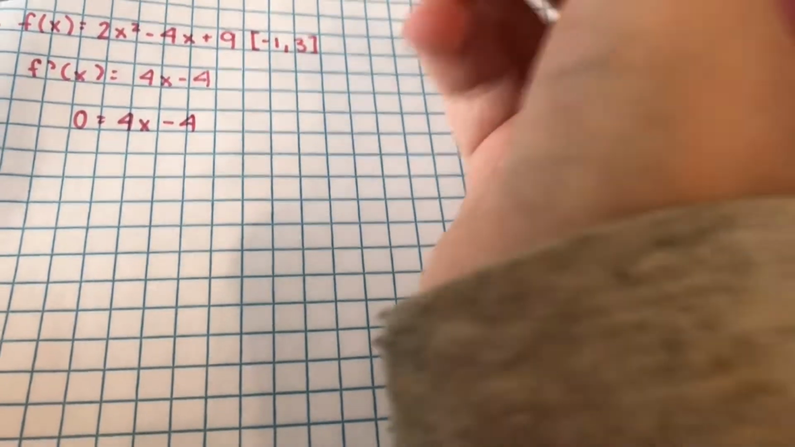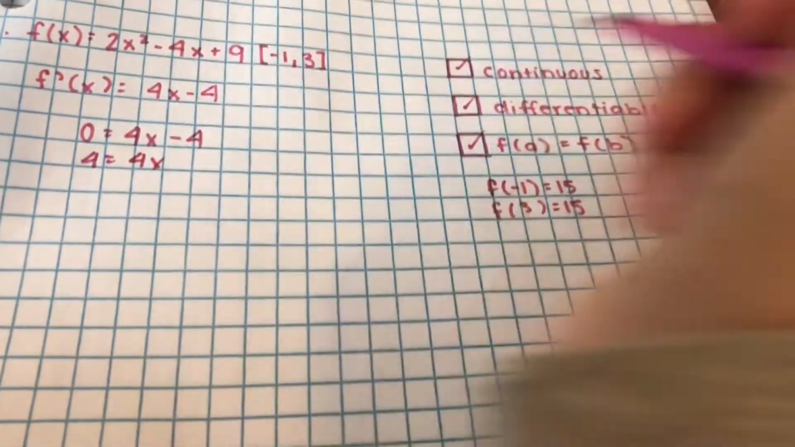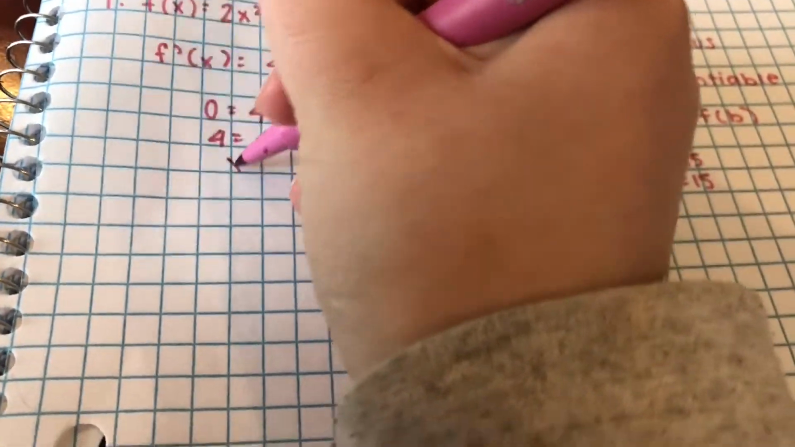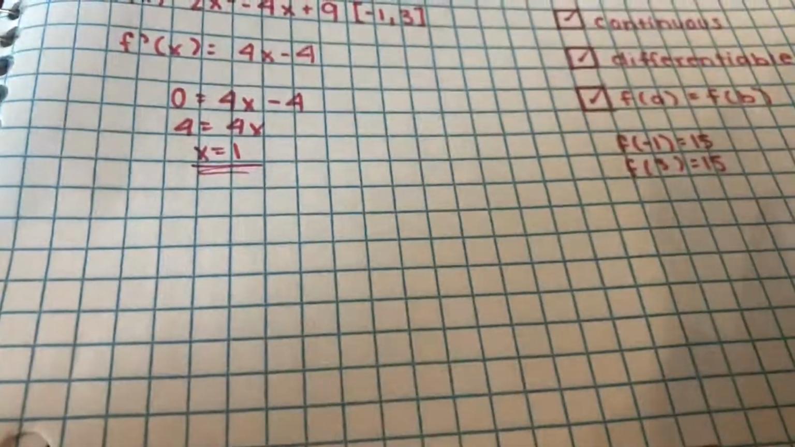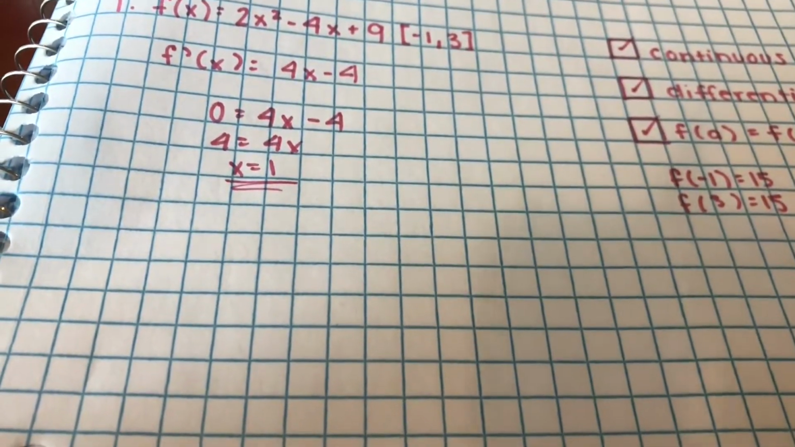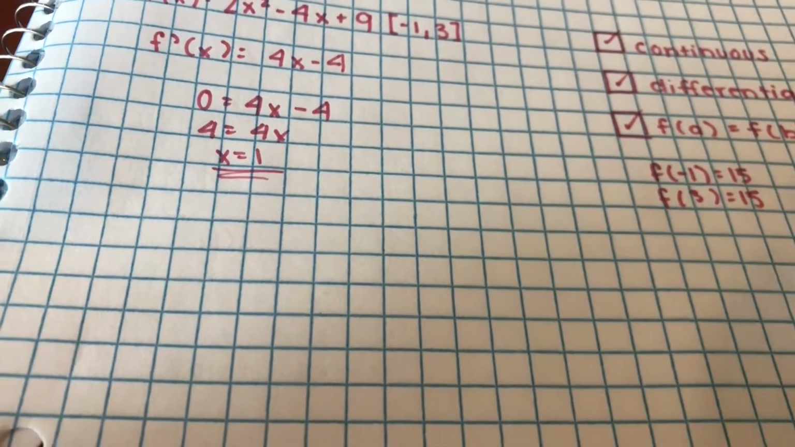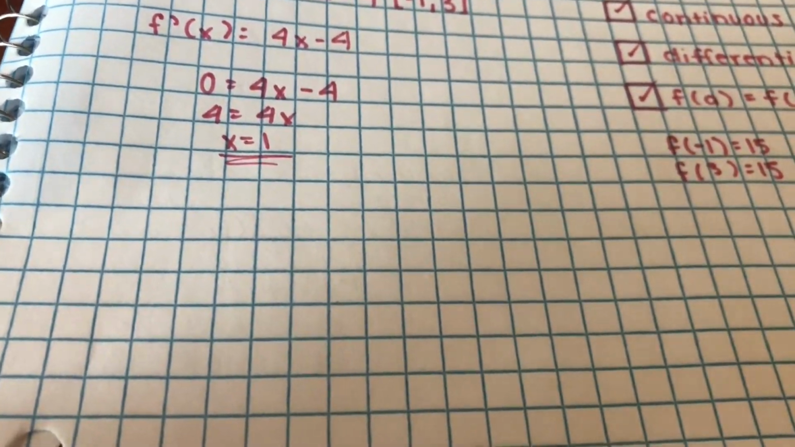So we have 0 equals 4x minus 4. This is pretty easy. We have 4 equals 4x, and then we just divide each side by 4, so x equals 1. This is our answer. What our answer is telling us is that at the point x equals 1, the velocity is 0, and x equals 1 is satisfying Rolle's theorem.